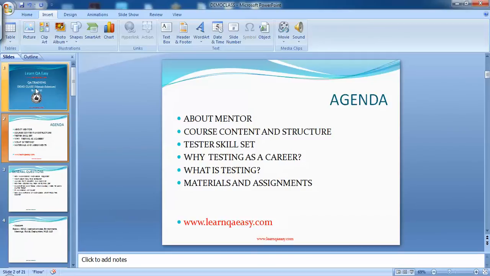Today's class agenda is about the mentor, the course content and structure of the course, the tester skill set, why testing as a career, what is testing, and what about materials and assignments.